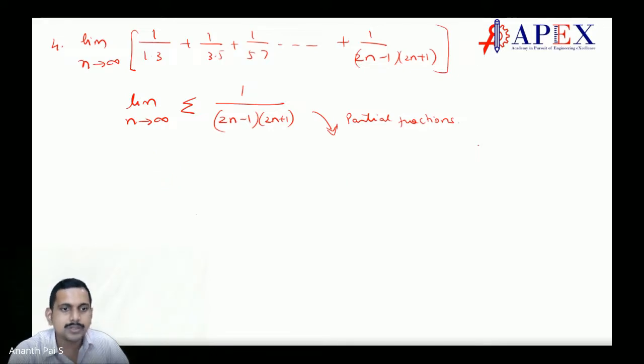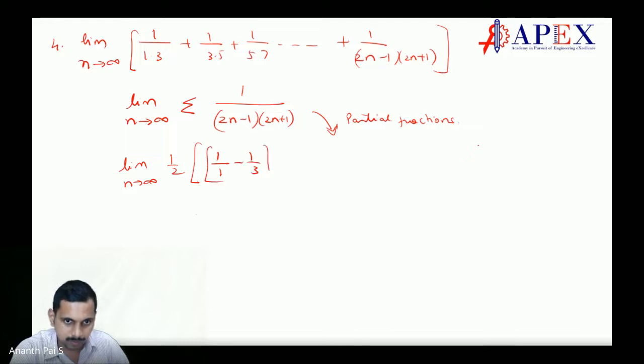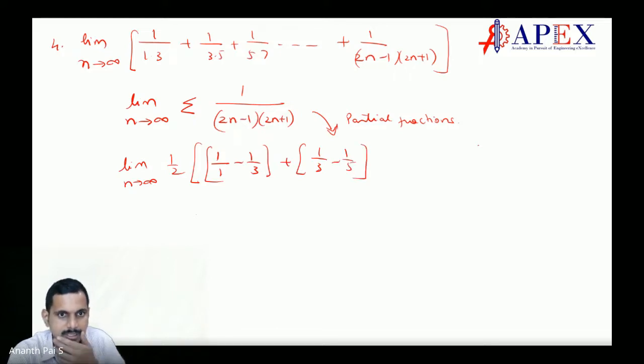So the way we have to do is limit n tending to infinity. What you have is half into 1 by 1 minus 1 by 3, plus 1 by 3 minus 1 by 5, correct? You will get this one only, 1 by 3 into 5, correct?